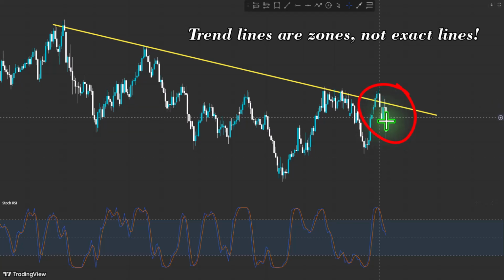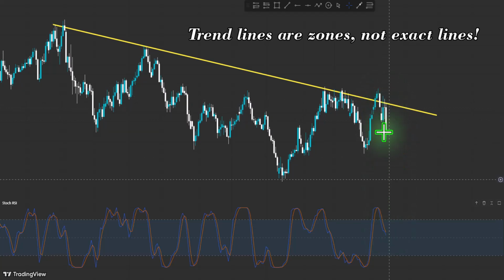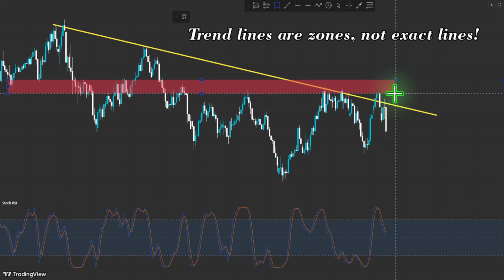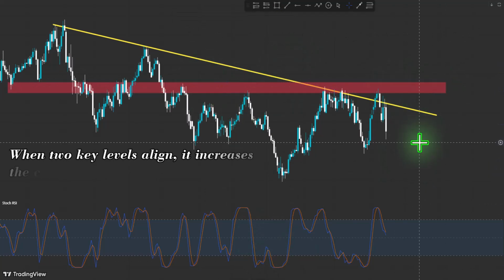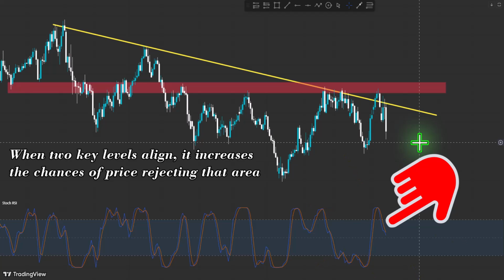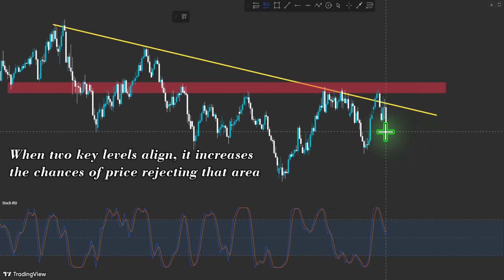Now, this area where price meets the trend line also aligns with a previous support turned resistance level. This is called confluence, and it's a big deal. When 2 key levels align, it increases the chances of price rejecting that area, making it an even stronger setup. Now for the final entry signal, we wait for the stochastic RSI line to cross back inside the overbought zone. Once that happens, we take a short position here.